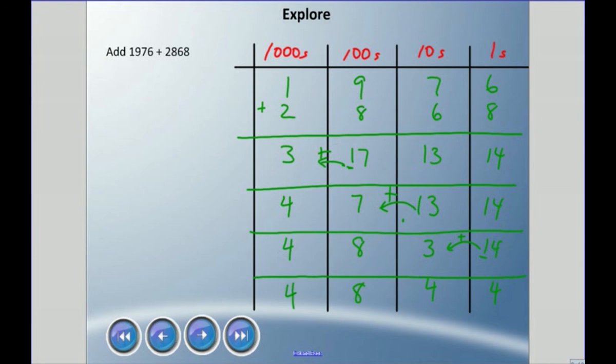It is kind of a different method, but if you are an organized person, this might be the way to go for you, because you're only writing numbers like such where you don't have to regroup into the next column.